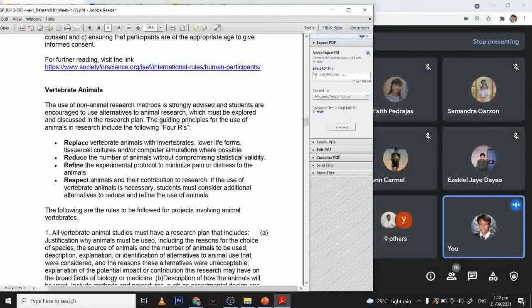Refine. Minimize pain or distress to the animals. That's why proper handling, proper caging, and transporting.